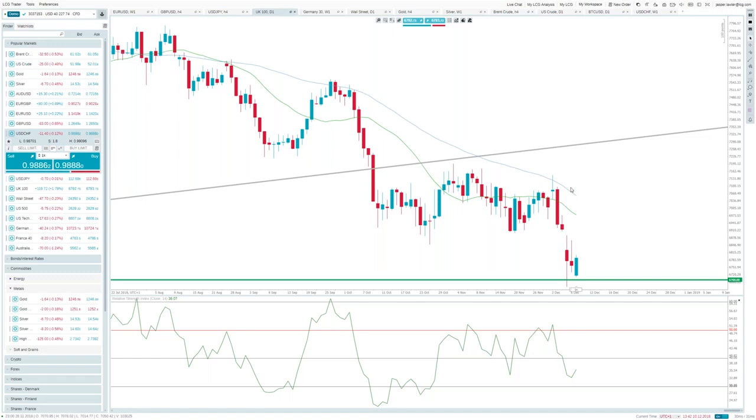If we close the week below 600-700, I don't want to say game over, but we're probably heading down to 6,000 on the FTSE 100.